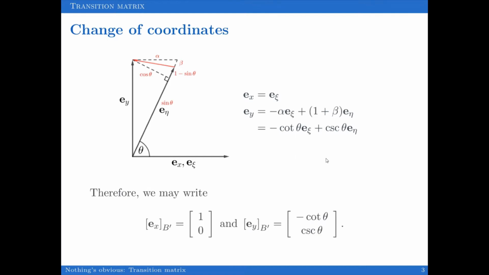Therefore, we can write the expression of e_x, mapped to e_psi and e_eta, in terms of the coordinate vector, which means that e_x in the Cartesian coordinate can be written in terms of the B prime basis as the vector (1, 0). Similarly, e_y, mapped into the new coordinate system psi-eta, which has the basis B prime, can be written as (minus cot theta, cosec theta).